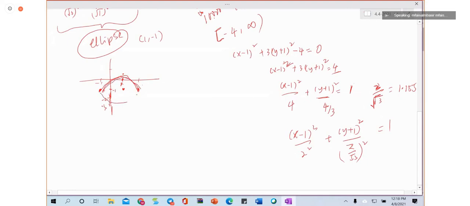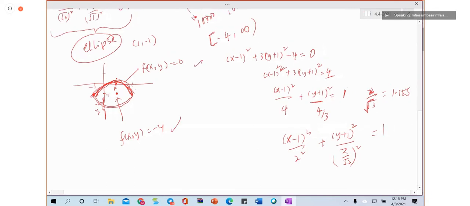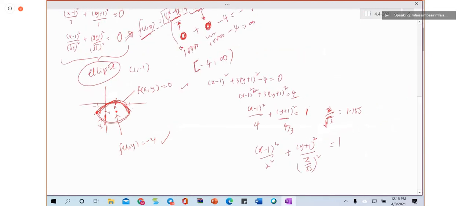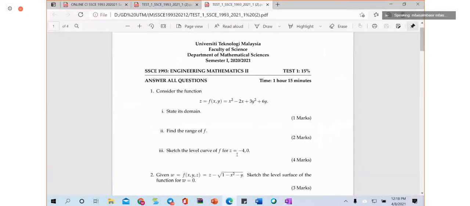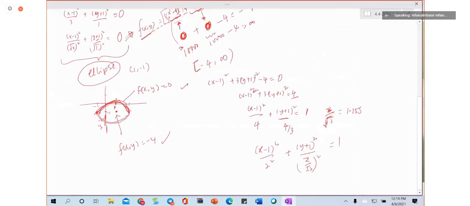At the exam, please draw nicely because you are using a pen, right? I'm using the stylus pen. So this is for z equals to negative 4. Or you can write f(x,y) equals to negative 4. And this is for f(x,y) equals to 0. So actually this is the level curve. Can you understand? So actually the question is asking you to sketch the level curve. Any question for this?